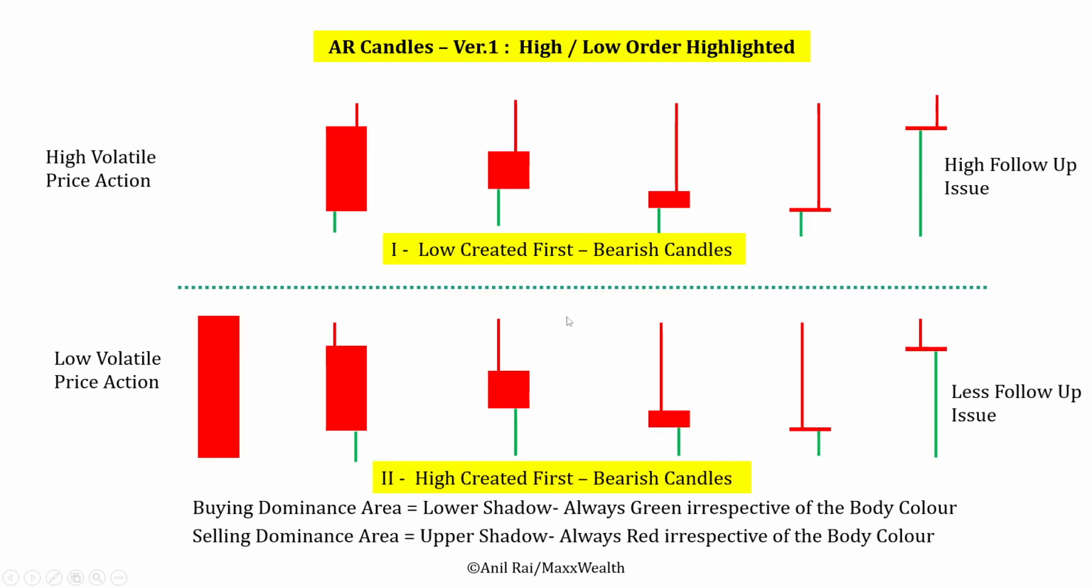Now the bearish candles, same thing. It's a high volatile price action area, so the low has been made first. So you can understand in this one, it's very easy to understand that the buying area is quite big, though it's a red candle, quite a big buying area.